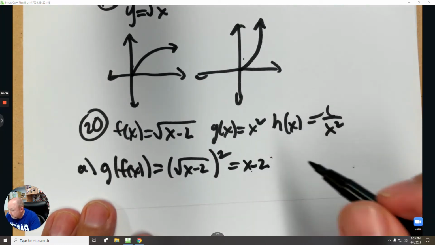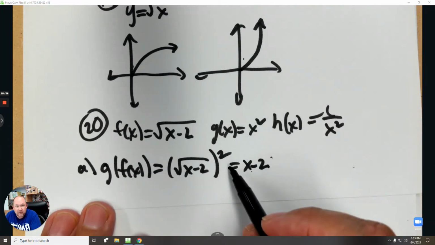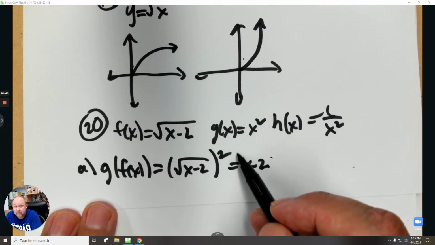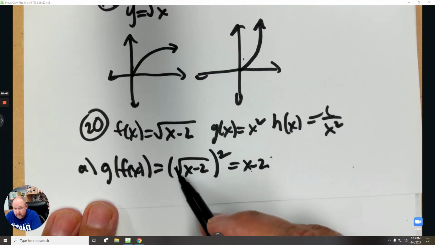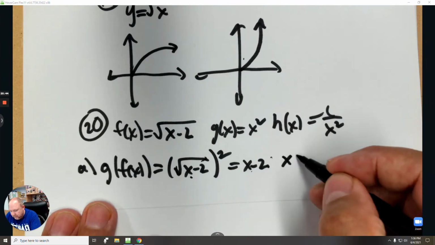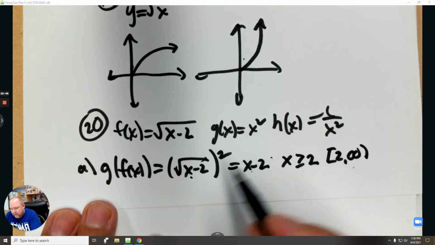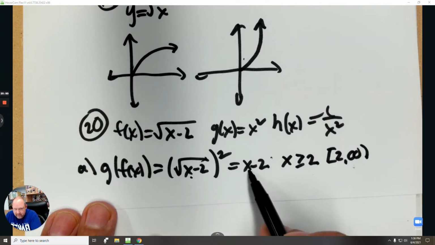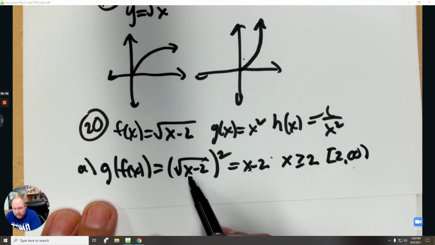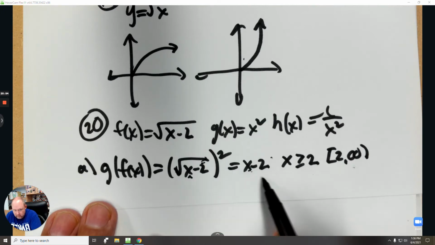And then it says, what's the domain restriction? But for the restriction, you have to go back before you simplified it. So if I look at the square root here, x must be greater than or equal to 2, or from 2 to infinity. So you have to look before you simplify it, because you can't put any number smaller than 2 here when you do the work.